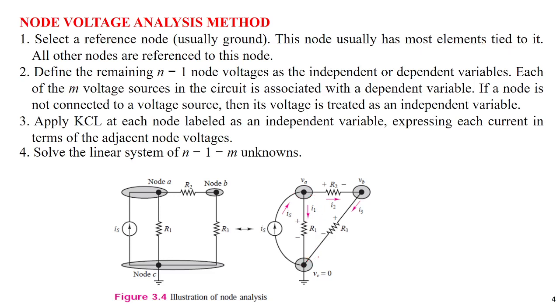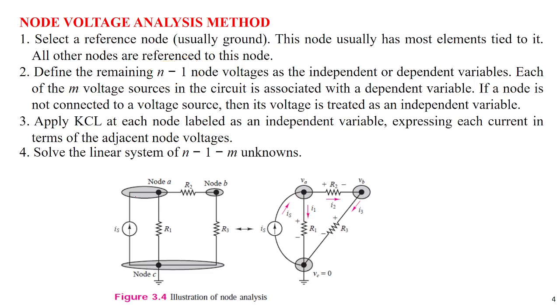Then with one node taken as reference, n minus one nodes will remain, right? If we have n nodes, we take one as reference, and n minus one voltages remain to find out. So we reduce the variables, right? Each of the m voltage sources in the circuit is associated with a dependent variable. If the node is not connected to a voltage source, then its voltage is treated as an independent variable, right?